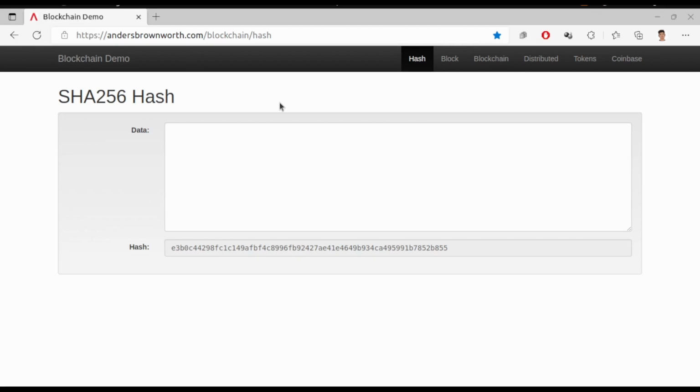So let's start with the SHA-256 hash. We know SHA-256 hash is always 64 characters long, and a hash is a unique fixed-length string. For unique data, we must have a unique hash. It's like the fingerprint of the digital information. So for unique data, we have a unique hash.